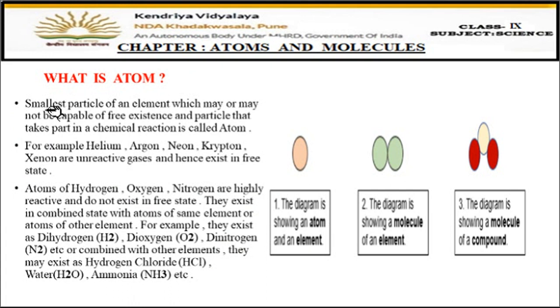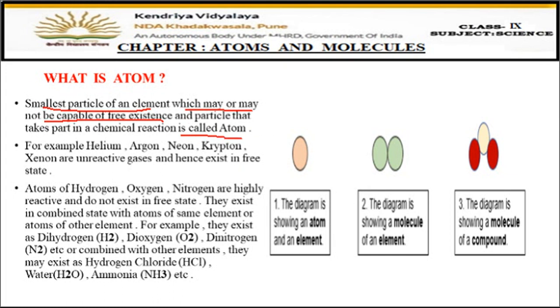So, there are two definitions discussed here. The first one is that the smallest particle of an element which may or may not be capable of free existence is called an atom. So, how can we define atom? That atom is the smallest particle of the element, and this smallest particle may or may not exist freely. Okay, it can exist freely, or in some cases it may not exist freely. So that smallest particle of an element is called the atom.